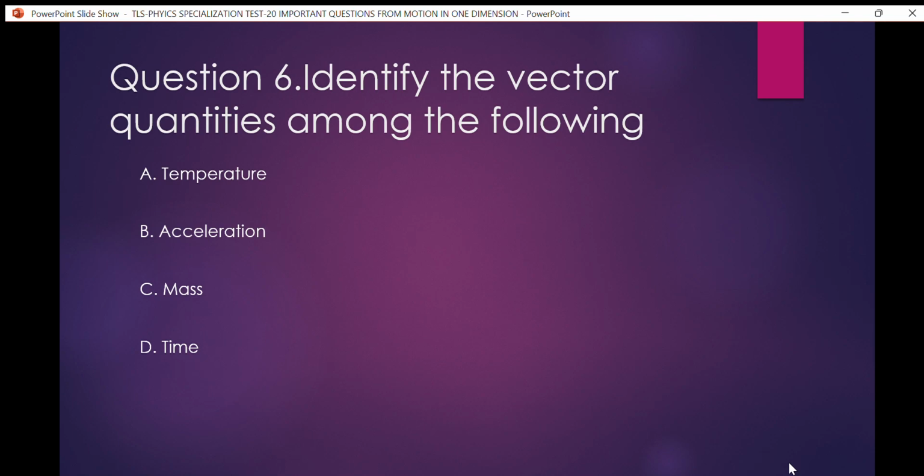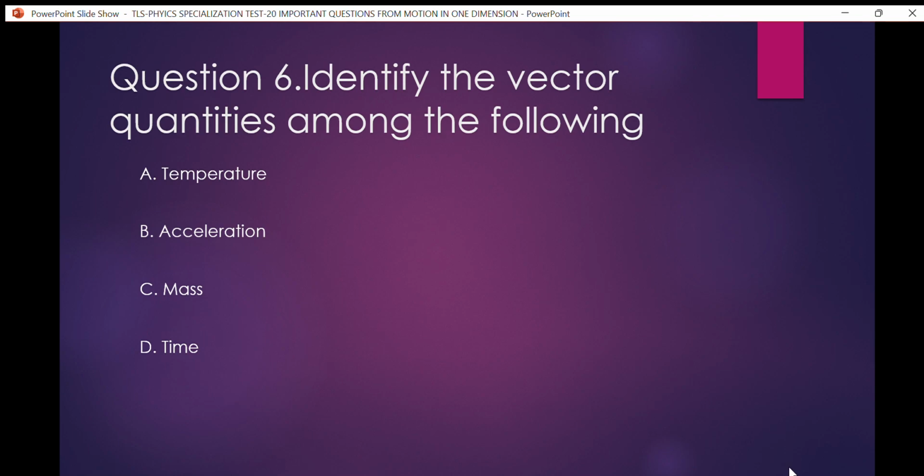Option C, mass. Mass is nothing but the amount of matter contained in the body. So there is no direction, only the measurement. And option D, time. Time is also not a directional quantity. It has only magnitude. We say time is 10 past 12 or 10:15, like that. We say only the magnitude or the measurement. We don't include the direction. So in these 4 options, the correct option is option B. Acceleration is the vector quantity.